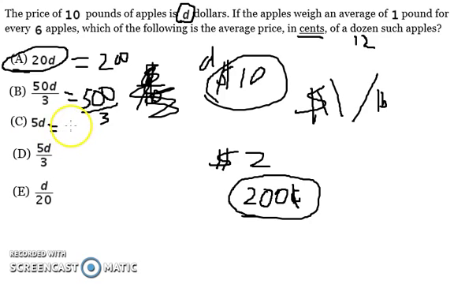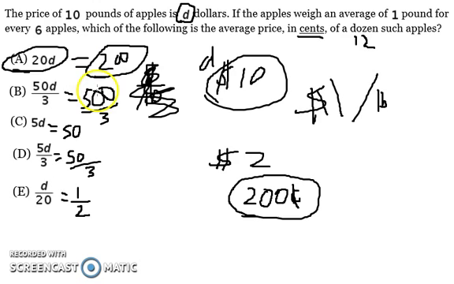If you plug in 10 for D here, that's going to be 50 cents. This one's going to be 50 over 3. You're going to end up with like 1/3 of a cent again. And this one's going to be 1/2, half a cent. So you can see this is the only one that's anywhere close to the same thing we got here.